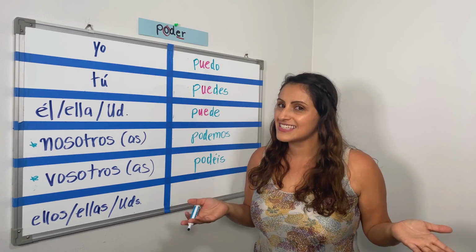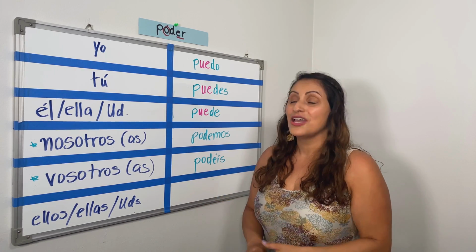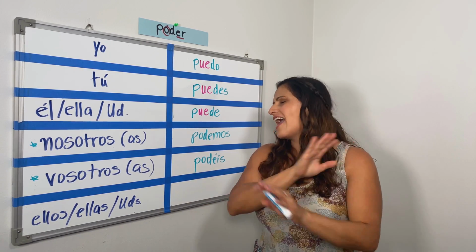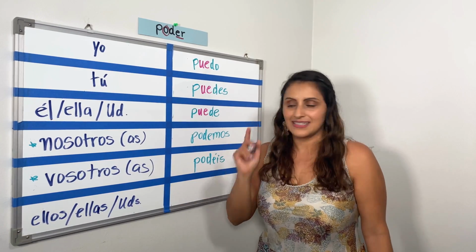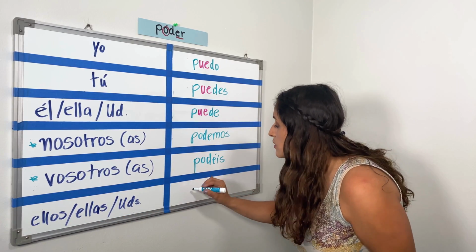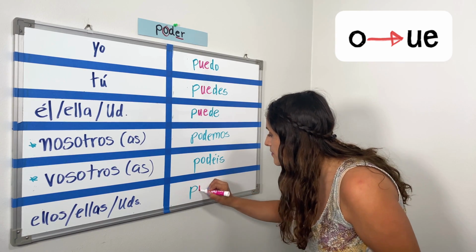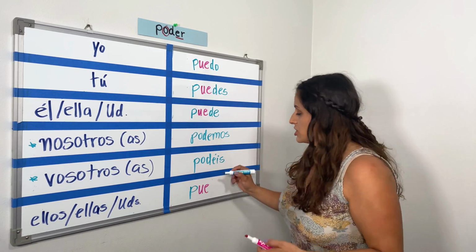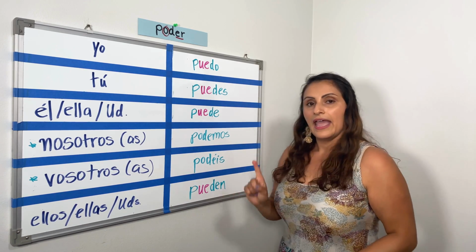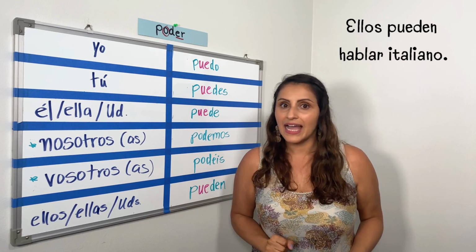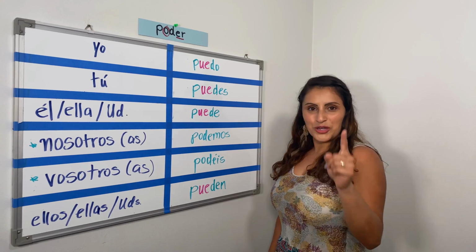Do we change the stem? Yes, yes, yes. Sí. We always change the stem in every single form except for nosotros and vosotros. So let's conjugate ellos, ellas, and ustedes. We start with the P, the O changes to UE, and we finish it off like a regular ER verb. Pueden. Ellos pueden hablar italiano. Muy bien, you got it.